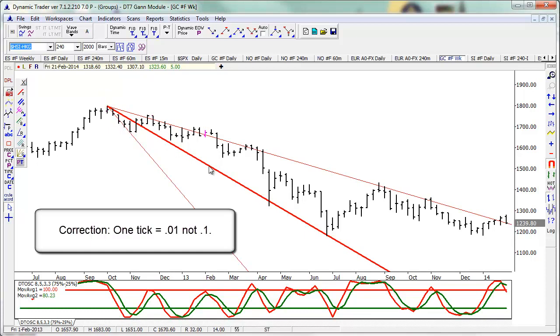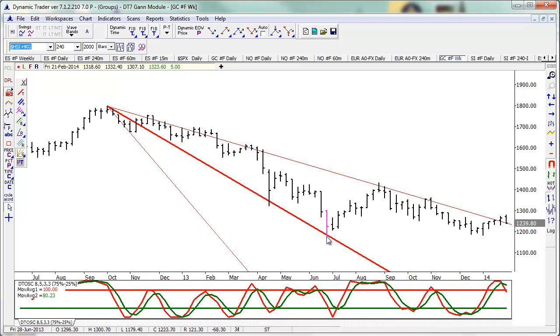And I made the 1x1 angle a thick red line, and you can see where it just tagged this bottom that resulted in a rally lasting several weeks, and it was support back here. The 1x2, I think it would be, was the initial support and the initial little decline. We came up to the 2x1, then kind of bounced around the 2x1 down to the 1x1, etc. So again, we're not giving you lessons on how to use these angles. It's just how to place them on the chart with the Dynamic Trader Gann module.